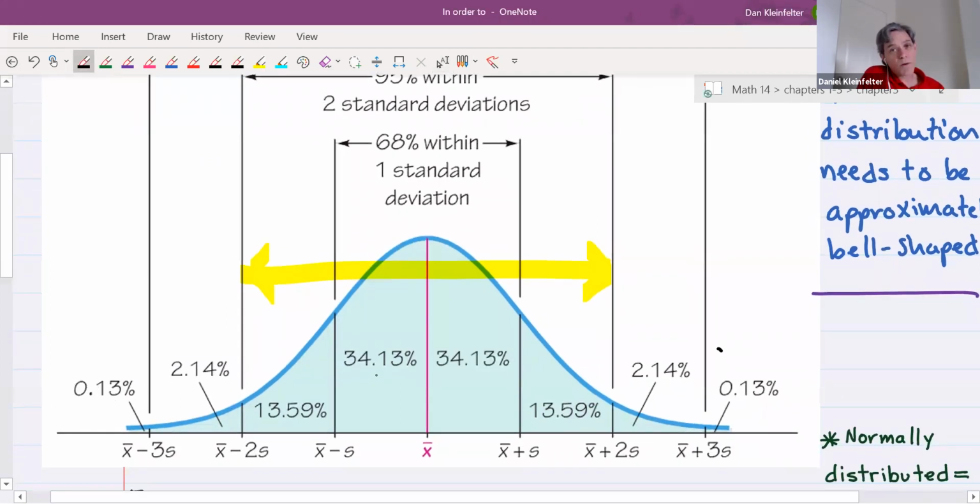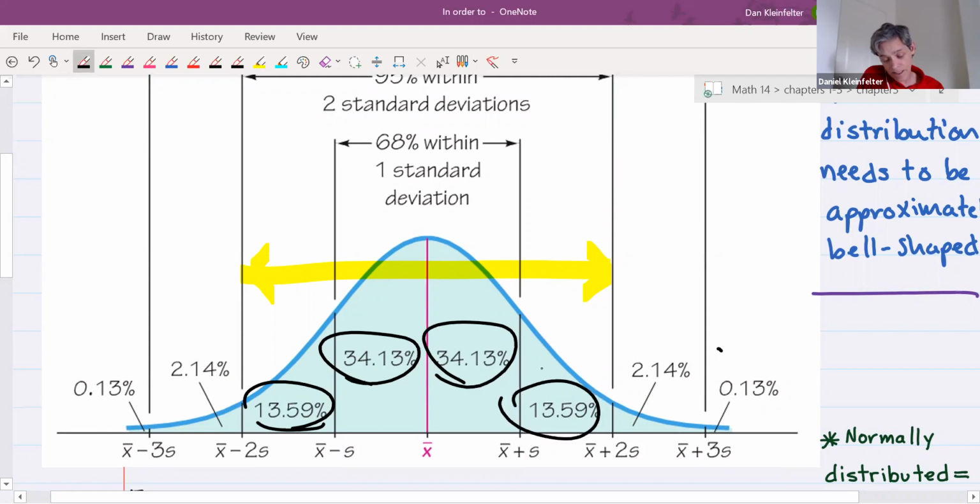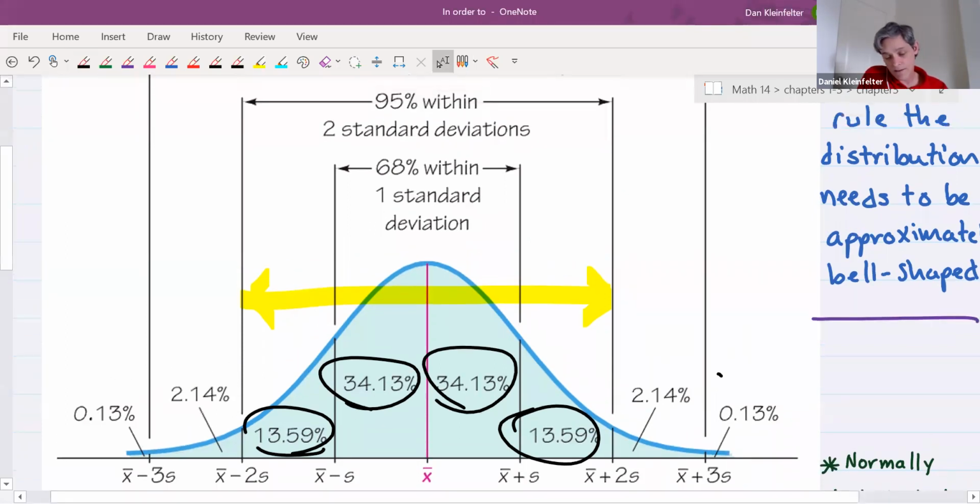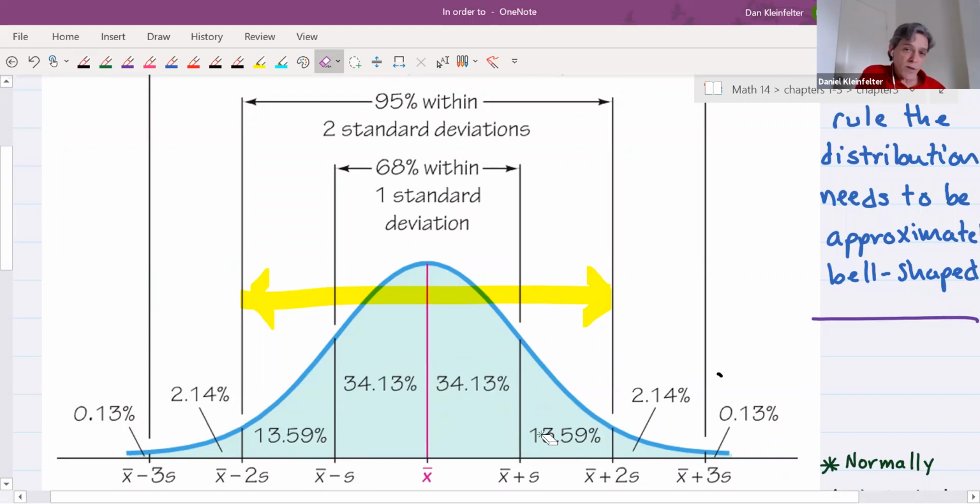The total of 34.13% and 13.59% times 2, that is this plus this plus this plus this, should equal about 95%. It turns out to be closer to 95.44%, but we won't concern ourselves with that difference at this moment. Okay, so the distribution does have some symmetry. We know that 95% of the data is within two standard deviations, so that means that about 47% is going to be between the mean and two standard deviations above the mean.